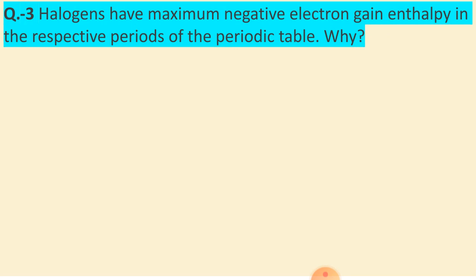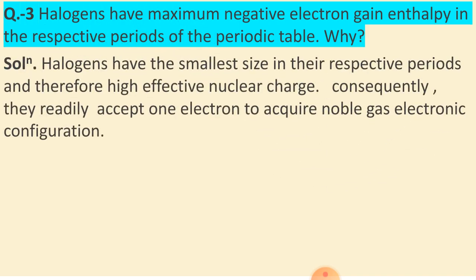Now dear students, question number three. Halogens have maximum negative electron gain enthalpy in the respective periods of the periodic table. Why? This I also told you, but here write the answer like this. Halogens have the smallest size in their respective periods and therefore high effective nuclear charge. Here effective nuclear charge means the effect of the nucleus, that is protons. Consequently, they readily accept one electron to acquire a stable noble gas electronic configuration. So this is your answer for this question.